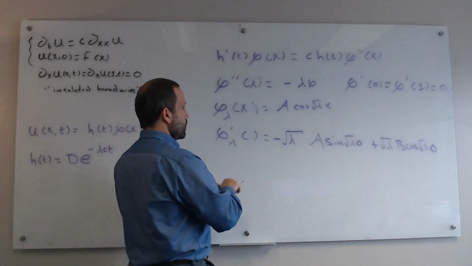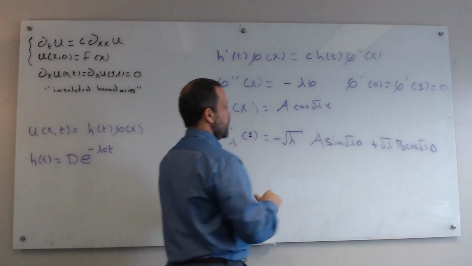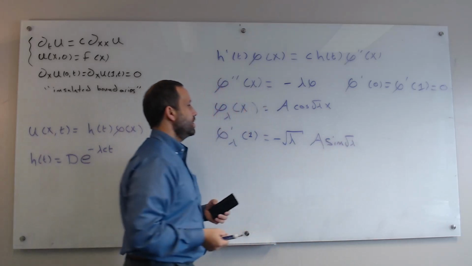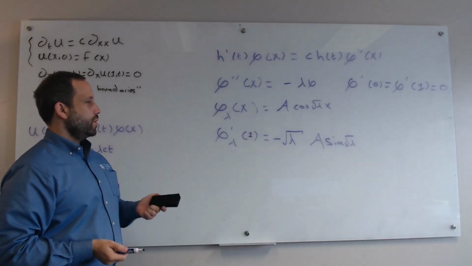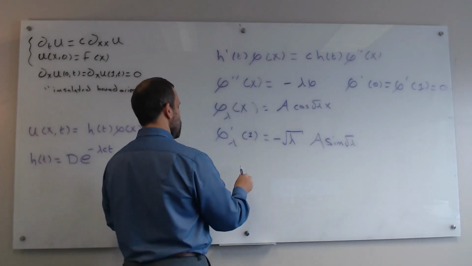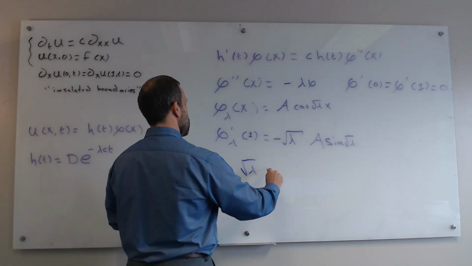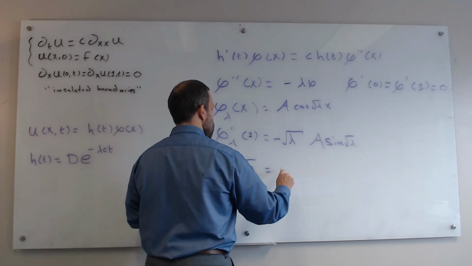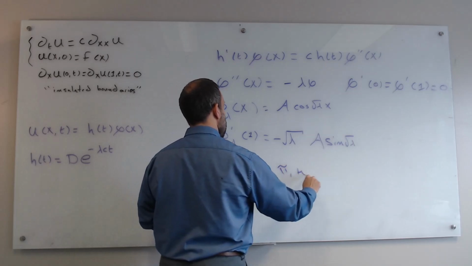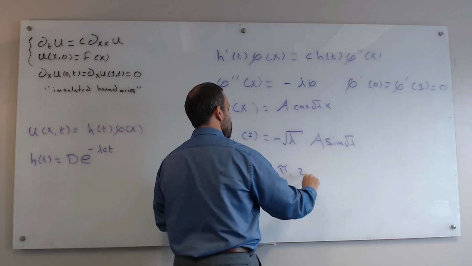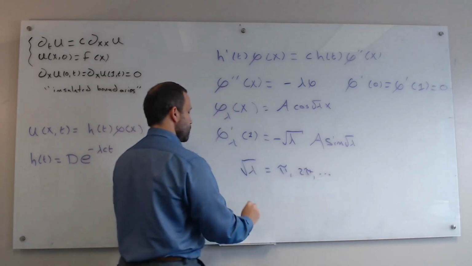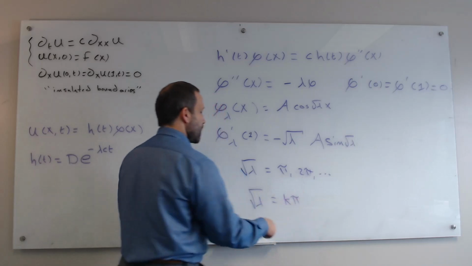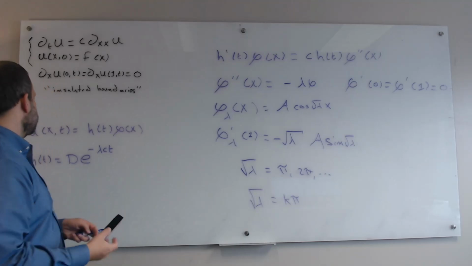Now if I come down here and look at the boundary condition for 1, I'm going to remove this. Now I'm going to have 1, just a sine square root of lambda. Well, this is also equal to 0. And so again, we see that square root of lambda has to be equal to pi, 2 pi, so on and so forth. In other words, the square root of lambda has to equal k pi for k equals 1, 2, 3, 4, so on and so forth.